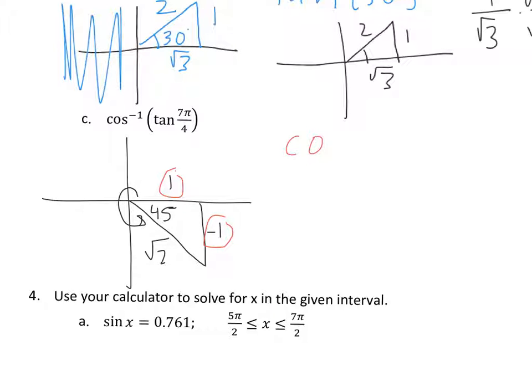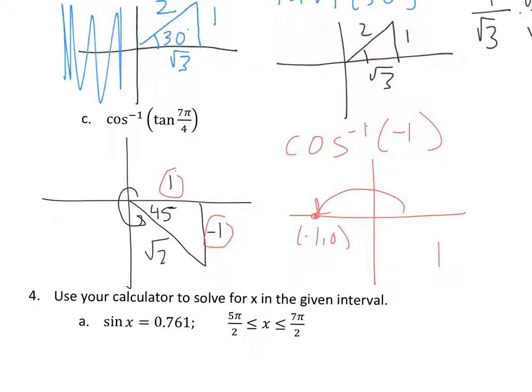So now what I'm going to be evaluating is the inverse cosine of negative 1. Cosine is the same thing as your x value. So where is x negative 1? X is negative 1 over here, so it would be negative 1, 0. So this angle right here would just be pi.